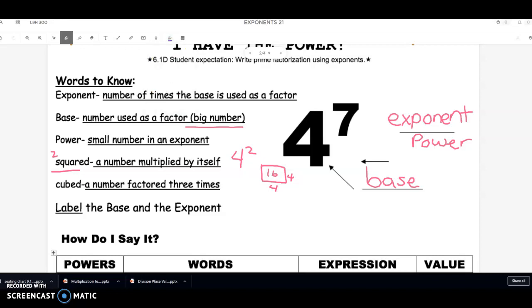If you hear the word cubed, that means it's to the third power, because there's 3 numbers.